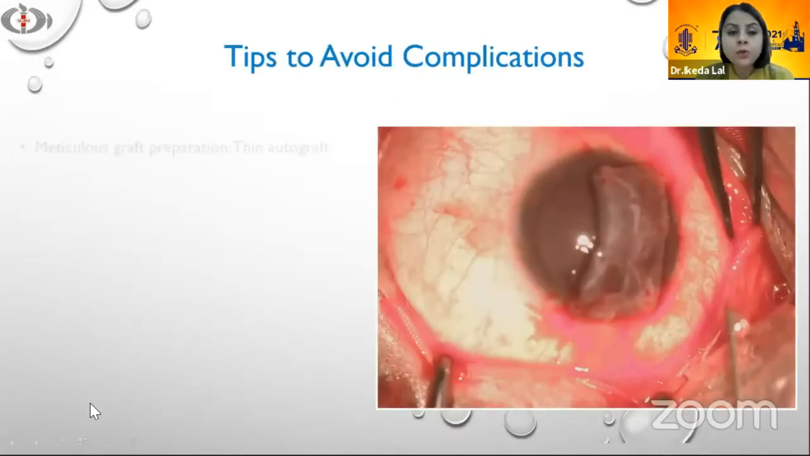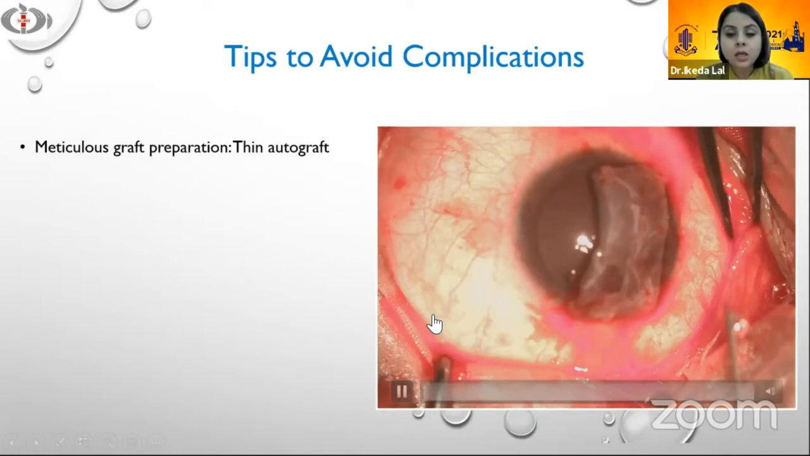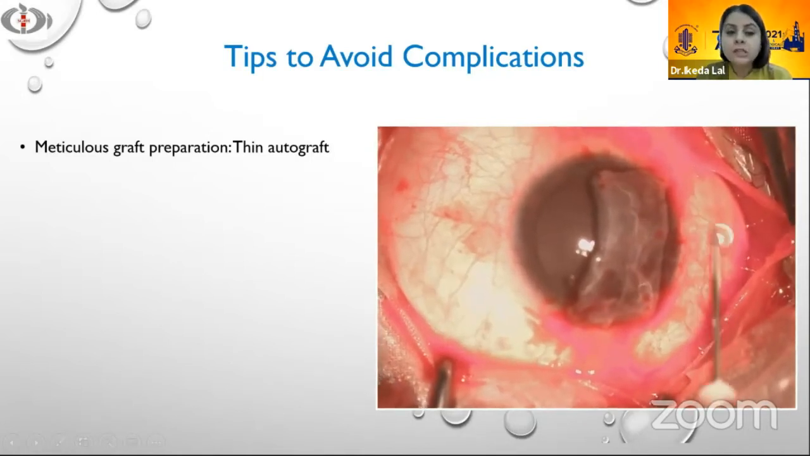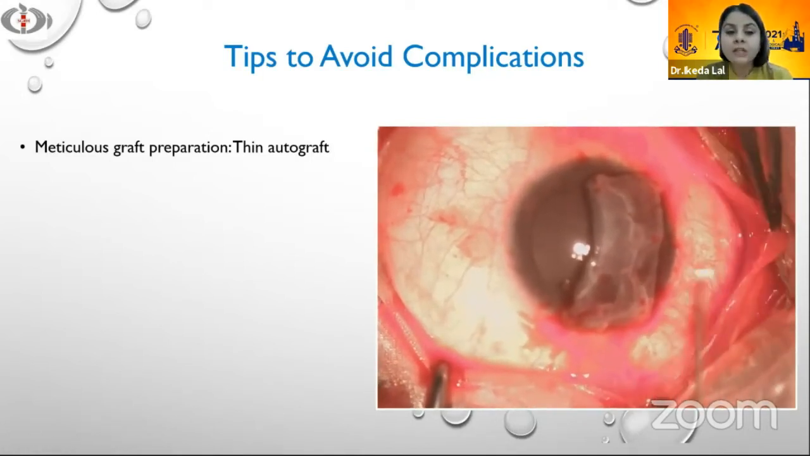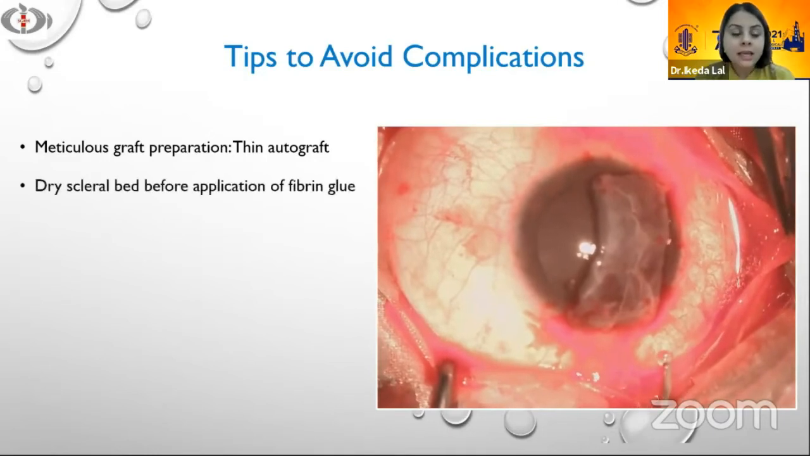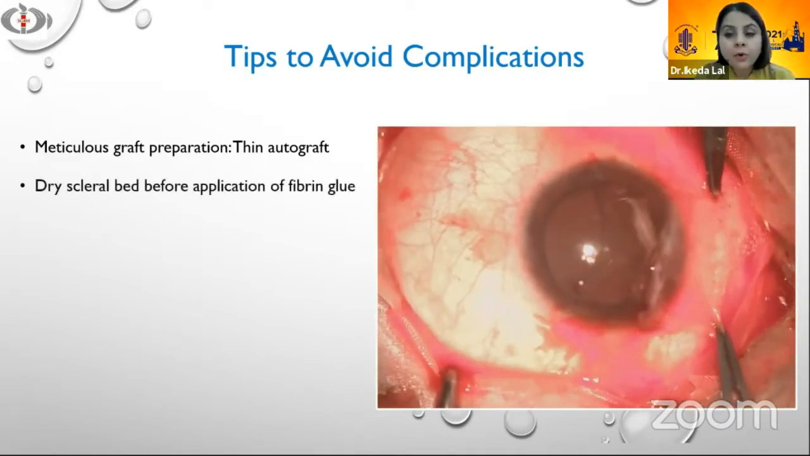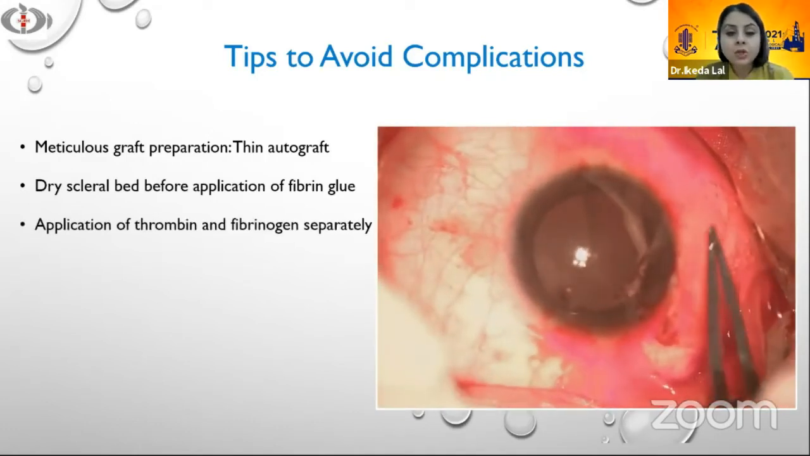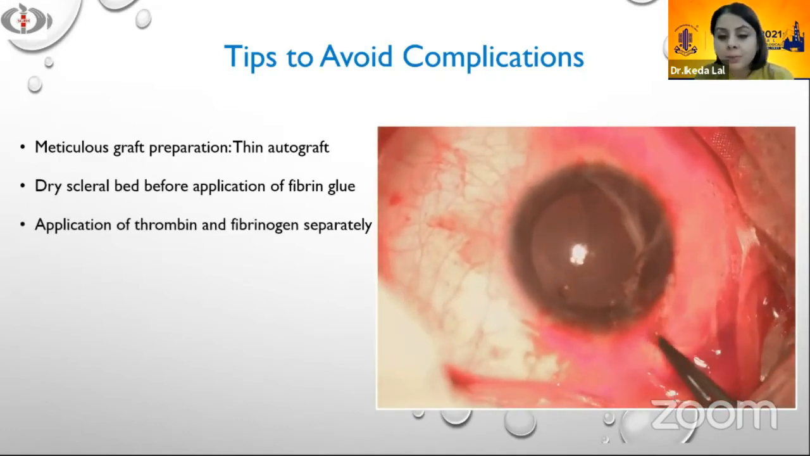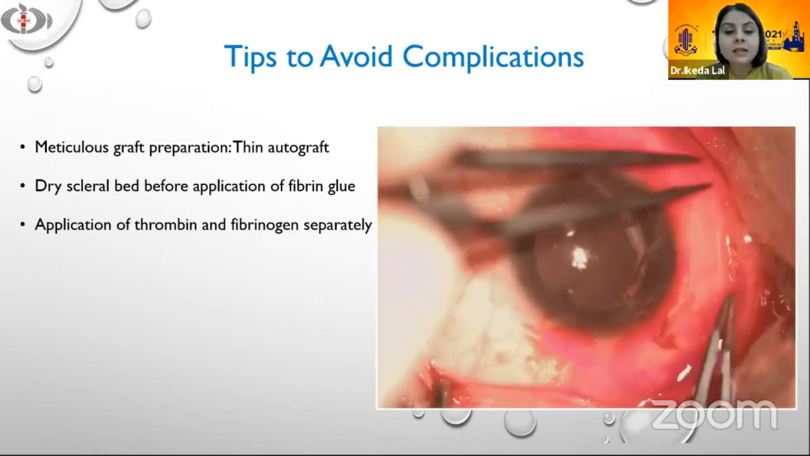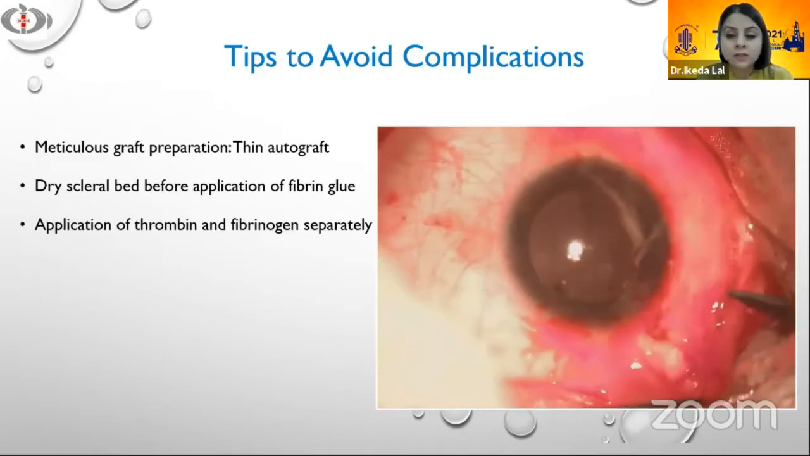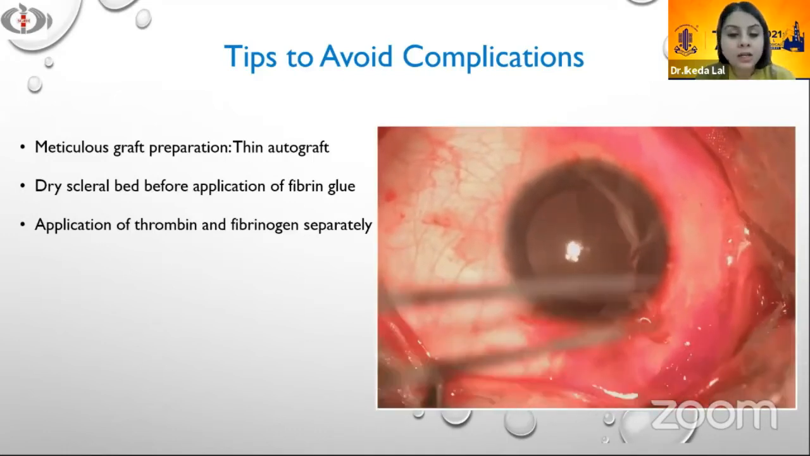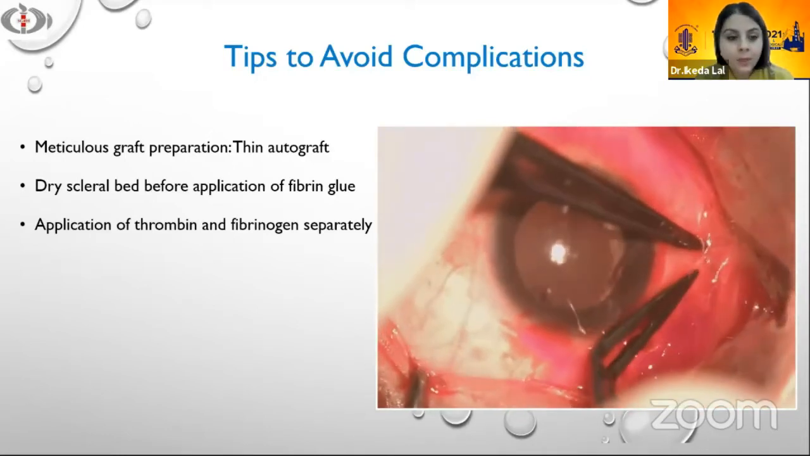So what can we do to minimize these complications? There are a few tips. First is to achieve as thin an autograft as possible. Secondly, dry the scleral bed before we apply the glue so that it adheres well. Apply the thrombin and fibrinogen separately so that we can achieve a nice thin layer of the glue, and it also gives us the time to make sure that our graft is secured in place.